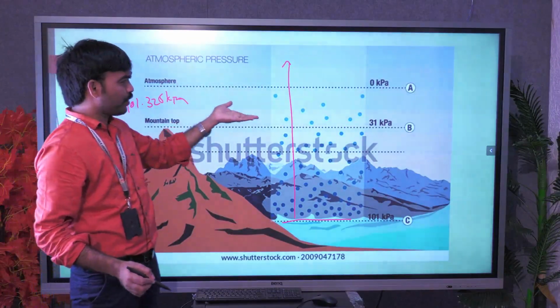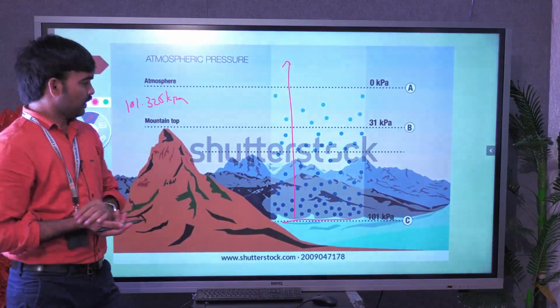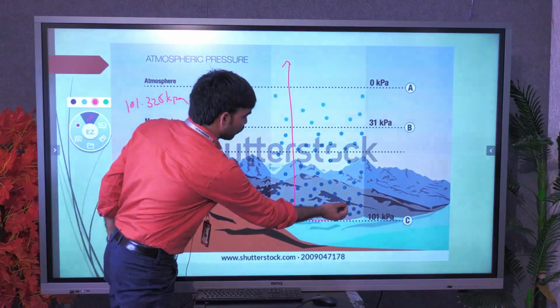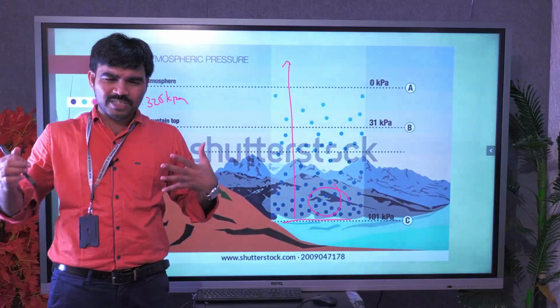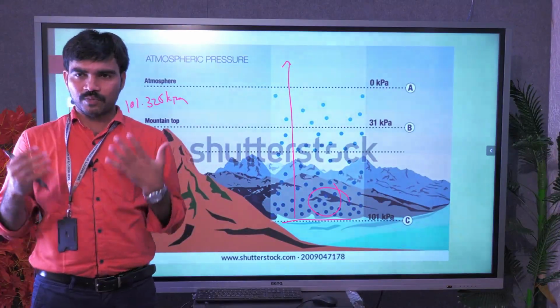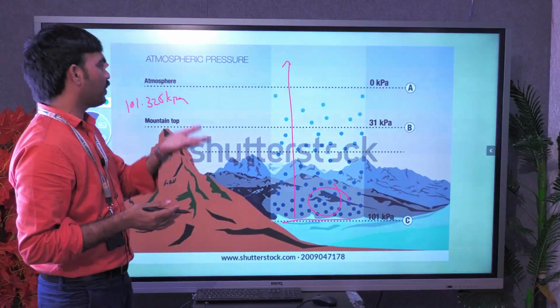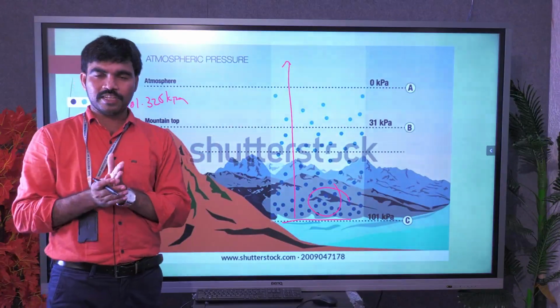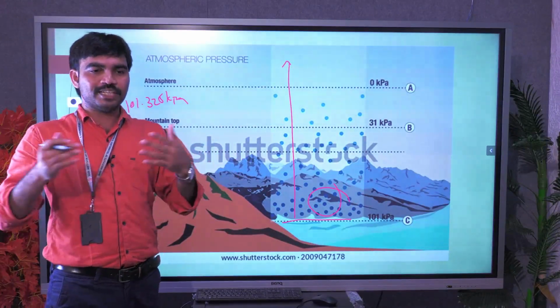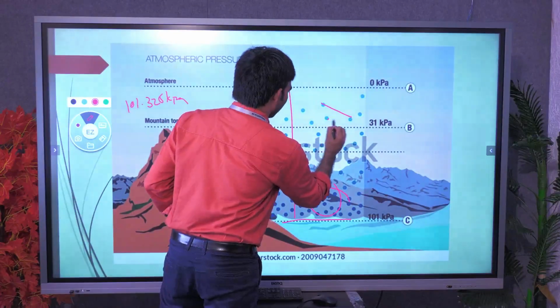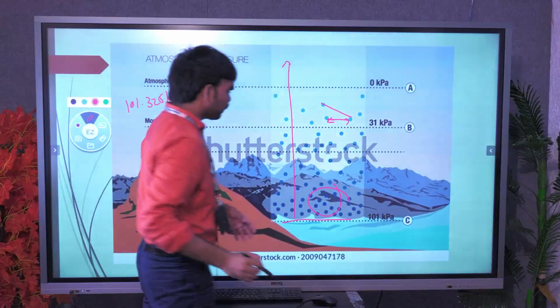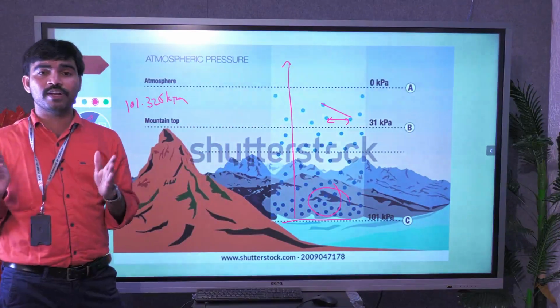Why will the pressure reduce if I go up? This is majorly because of the molecular spacing. In the atmosphere near the surface, the molecules are very closely packed. That's why they exert high pressure. If you go up and up and up, the molecules are spread apart, so the distance between the molecules increases. That's why the pressure will reduce.